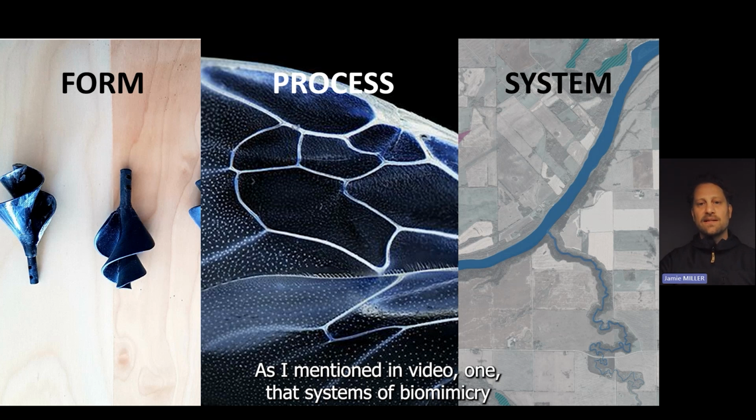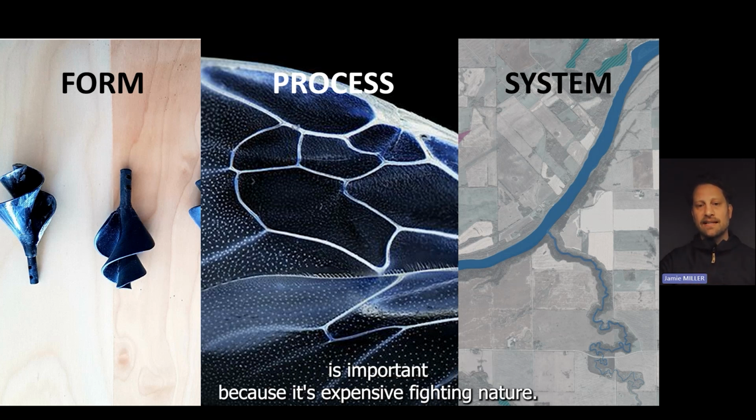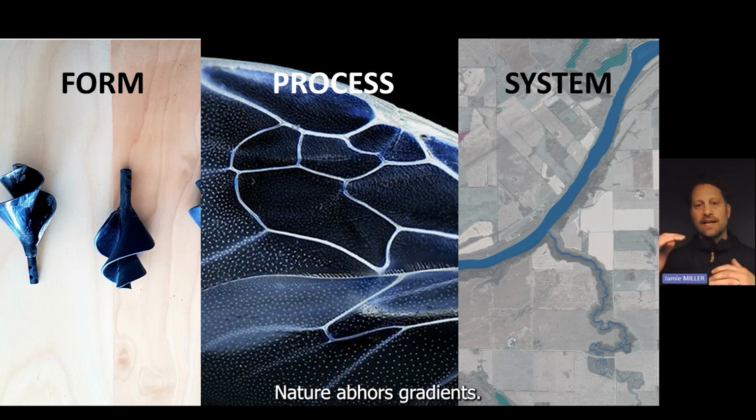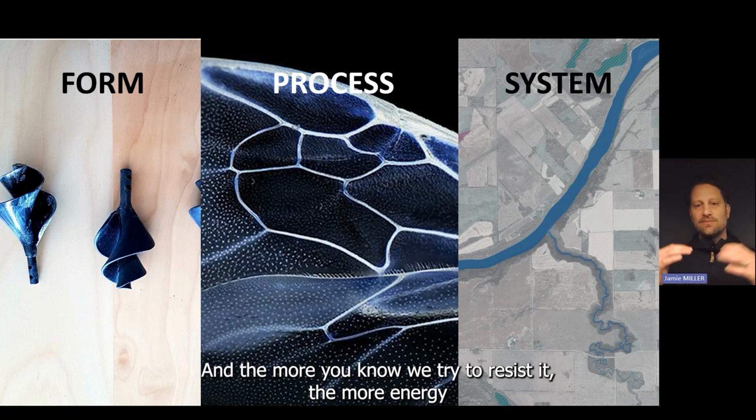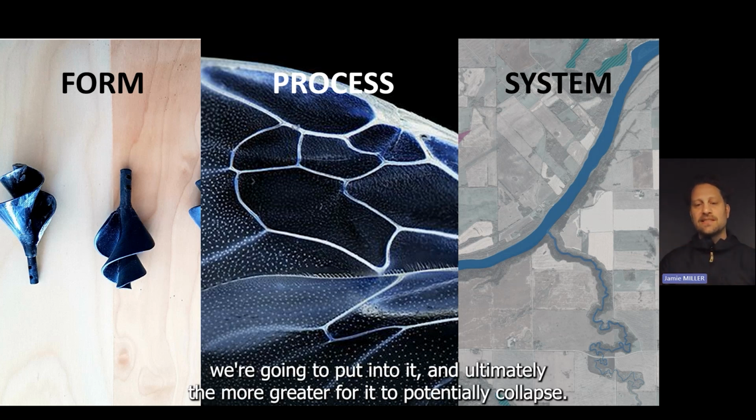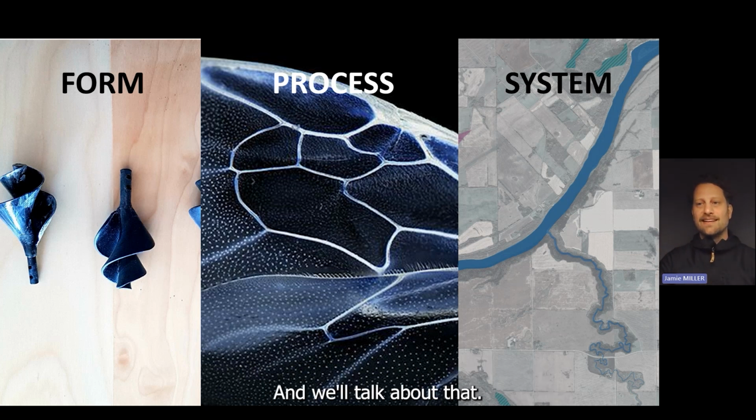As I mentioned in video 1, systems level biomimicry is important because it's expensive fighting nature. Nature abhors gradients. It will dissipate gradients that we create between the built and natural environments. And the more we try to resist it, the more energy we're going to put into it, and ultimately the greater the potential for collapse. And we'll talk about that. But those are the 3 ways you can look at it.